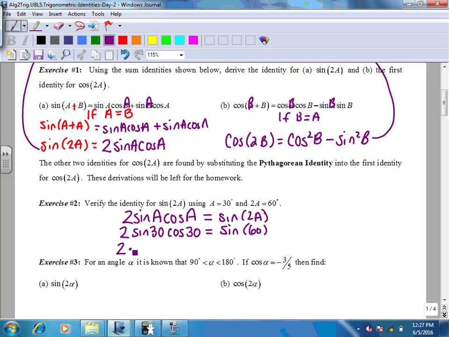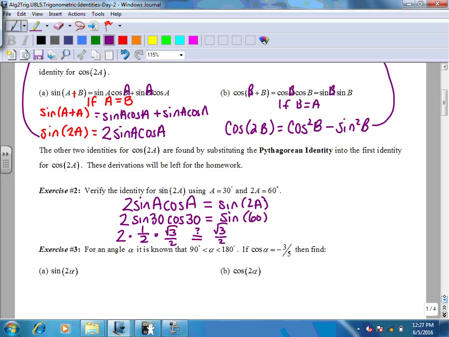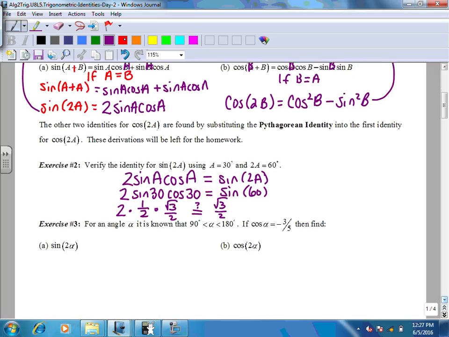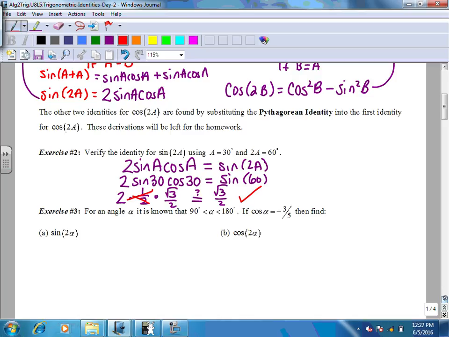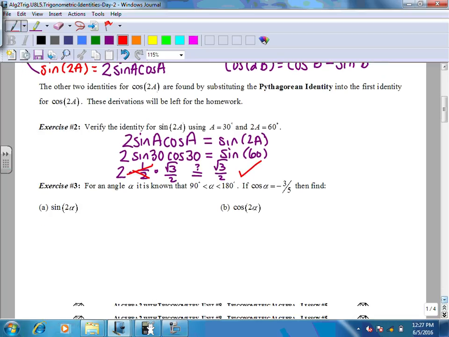Sine 30 by now you should be able to do without drawing your triangle: it's a half. Cosine 30, same thing, you shouldn't have to draw the triangle. Is that equal to sine 60, which is square root of 3 over 2? Well, 2 times a half is 1, and so those end up just canceling to 1. You get 1 times square root of 3 over 2, and square root of 3 over 2 is equal to square root of 3 over 2. So we're good.